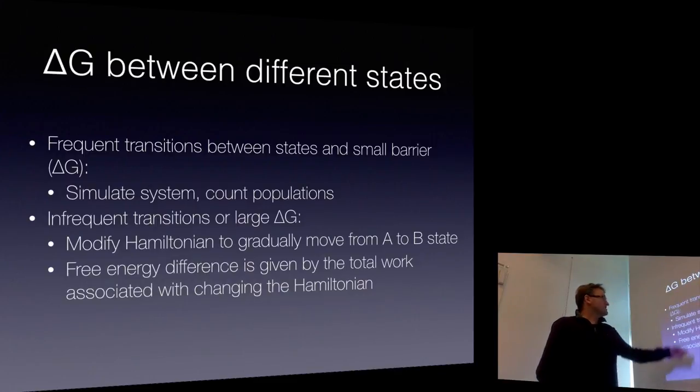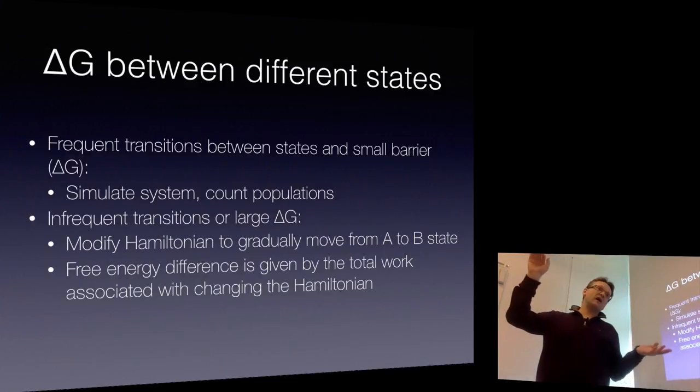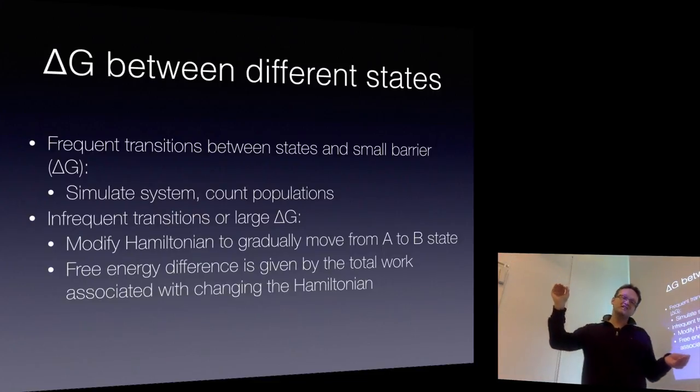But the problem is that in general, we're going to be in the third part here, where you have a large change in free energy and infrequent transitions. So the problem is that if the difference in free energy is large, if this is 10 or 15 kT, the difference is going to be so large that even if there is no barrier between your two states, actually, in particular, if there is no barrier between the two states, what would happen?